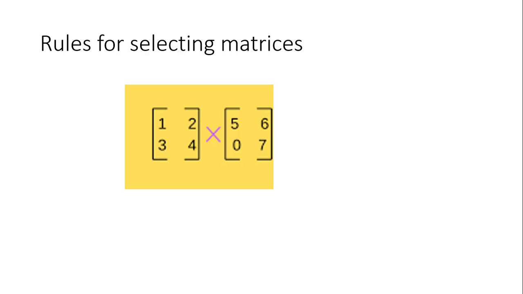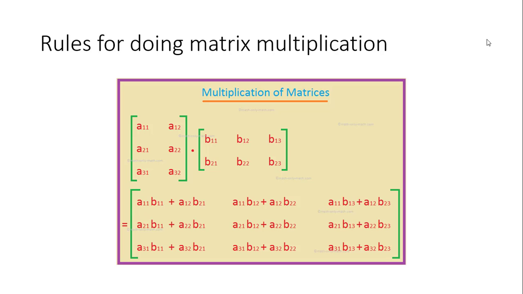Next you see, here you take these two matrices A and B. Here both matrices A and B have an equal amount of rows and an equal amount of columns. So they are square matrices. Here you can easily do the multiplication without checking the row and column values. Next we see the rules for doing matrix multiplication.